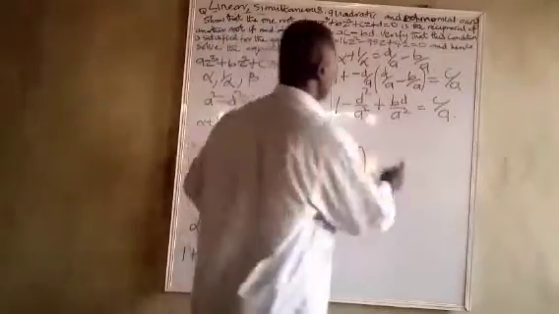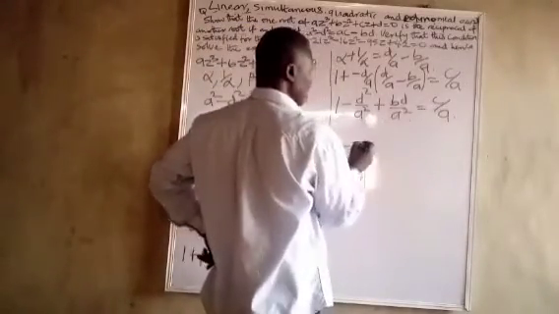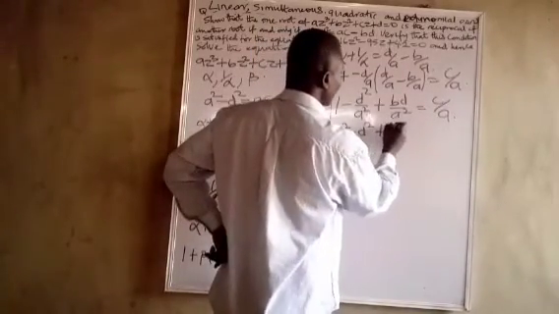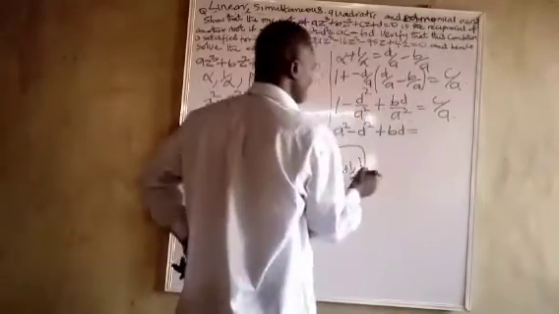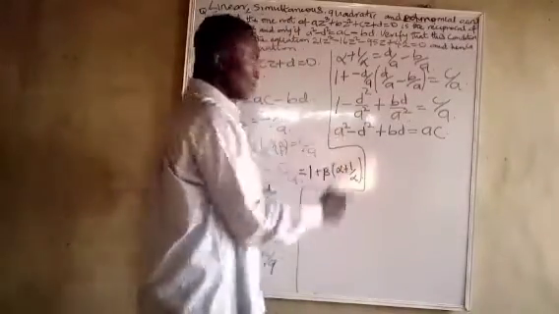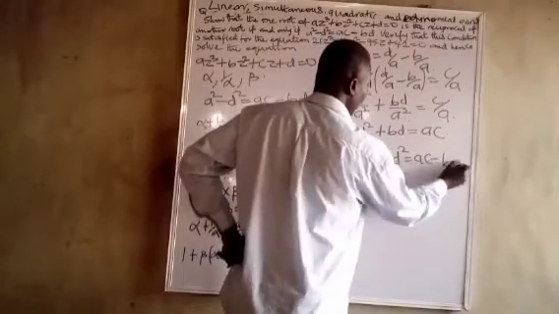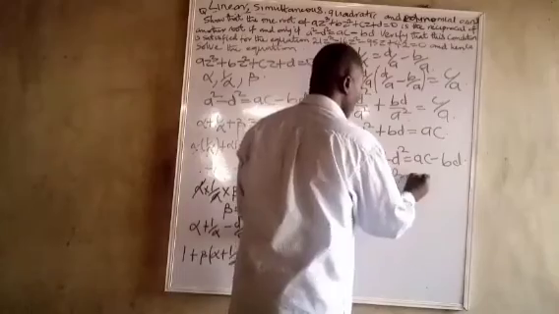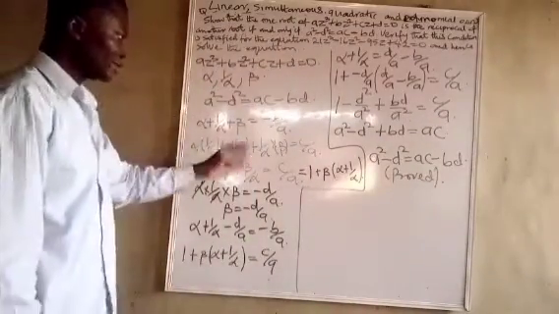Now, let's do something again. Let's multiply through by a squared. So I have a squared minus d squared plus bd is equal to ac. Now let's subtract bd from both sides. I have a squared minus d squared is equal to ac minus bd. So we have established this now. Please, I hope you are following. It's very straightforward. Just take care in every substitution you are making. That's all.